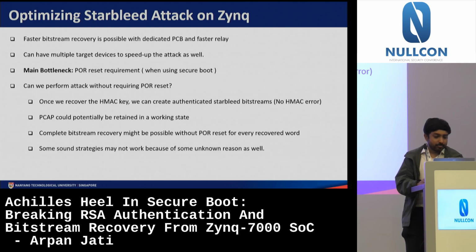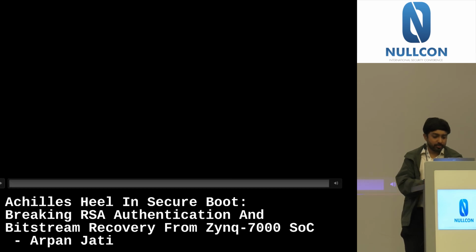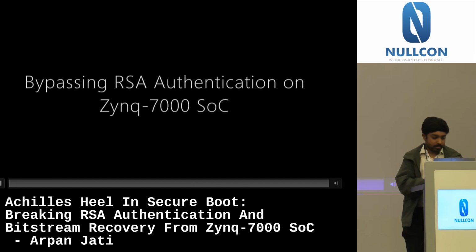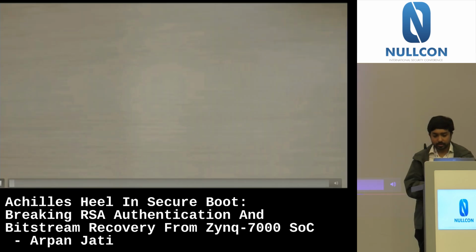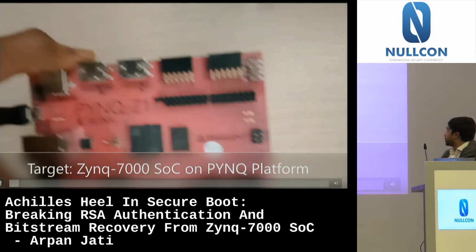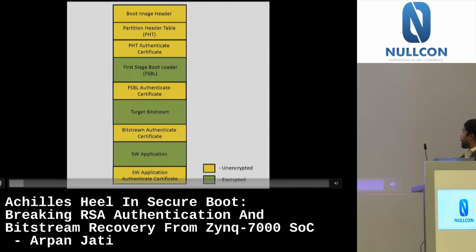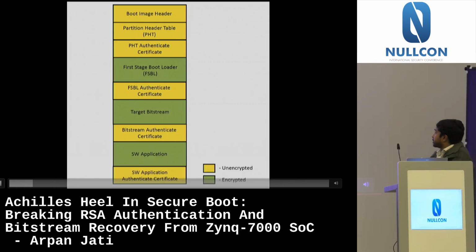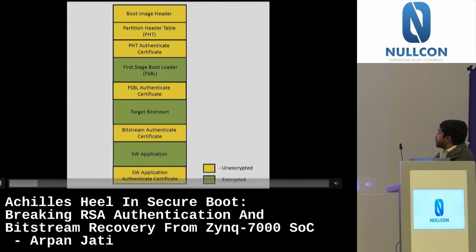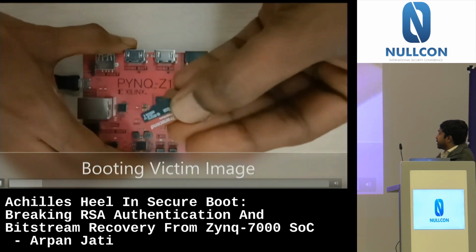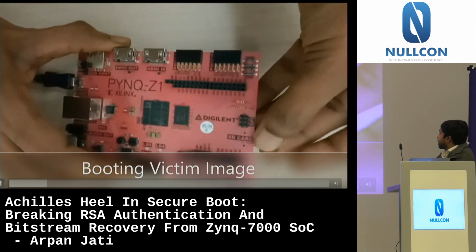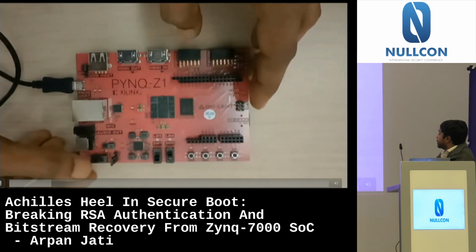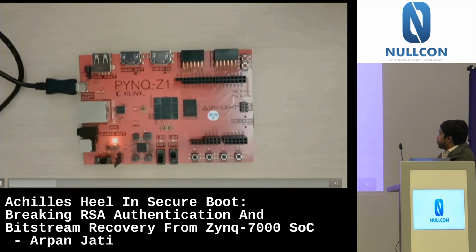I think I explained this part, so I'll just show a small video. As you can see, this is the pink FPGA device, and this is the original unencrypted bitstream, so unmodified. When you run the unmodified one, you can just put the SD card and it will boot up.